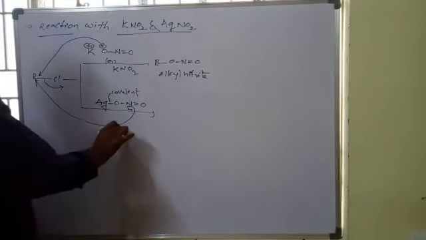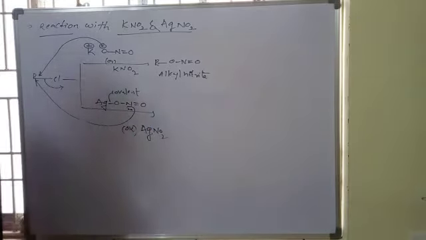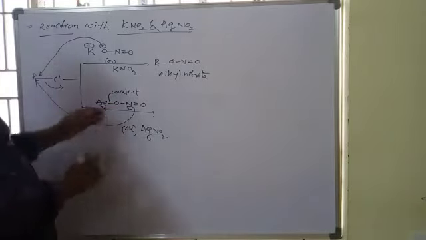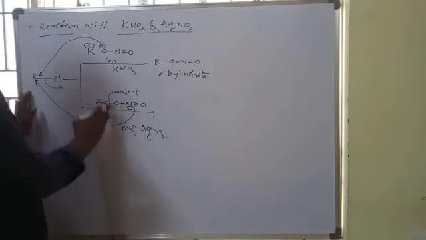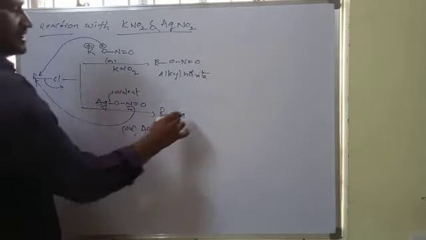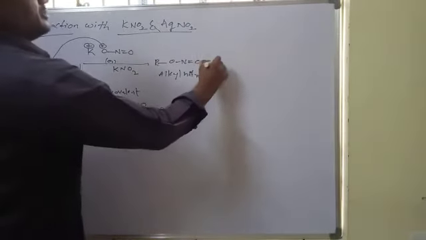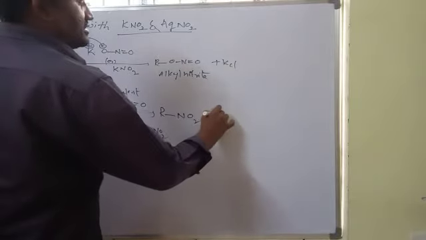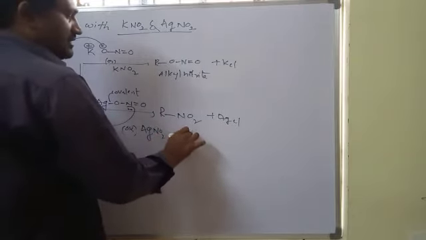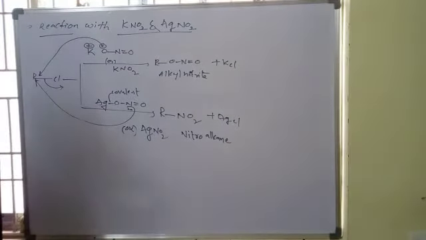In the case of AgNO2, silver nitrite, nitrogen is attacking, whereas in the case of potassium nitrite, oxygen is attacking. After nitrogen attacks, the breakage takes place. Now R is linked with N, and the remaining O2. The byproduct here is KCl, and here the byproduct is AgCl. In this case, the product is nitroalkane.